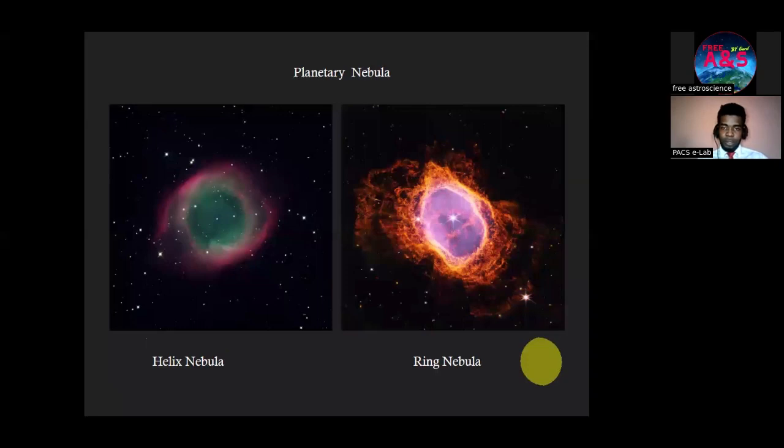So here's the diagram of planetary nebulae. This is the Helix Nebula. This is the Ring Nebula. We processed this in our lab. We captured this using the Las Cumbres Observatory, and we got this data from the James Webb Space Telescope. So we call these the planetary nebulae.